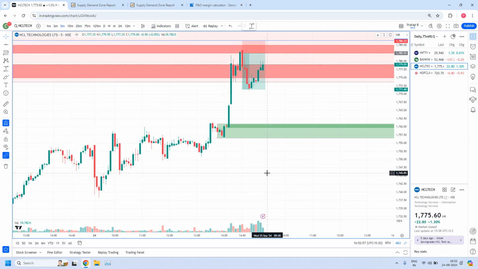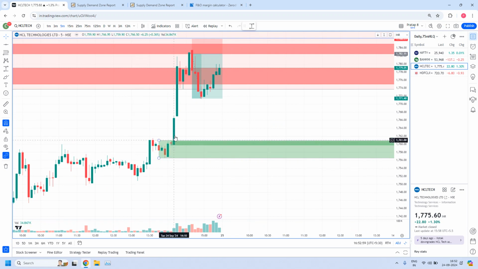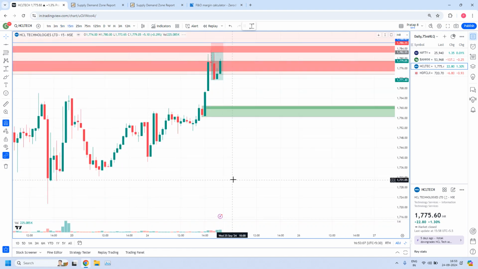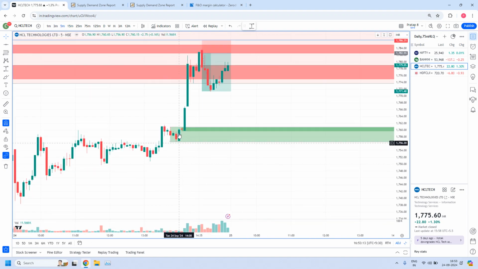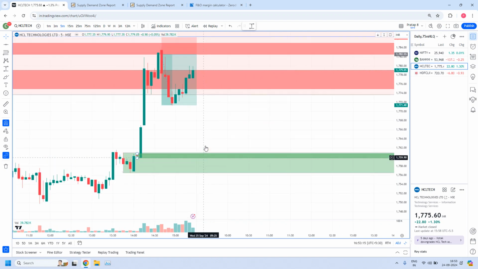Okay, where is your target supposed to be here? Rally, base, rally. This is a 15-minute zone. Inside the 15-minute zone, again fine-tune with 5 minutes. See, this is the 15-minute zone. You have a rally, base, rally. This is the target. This is the 5-minute zone, rally, base, rally. See, there are no more 5-minute zones.